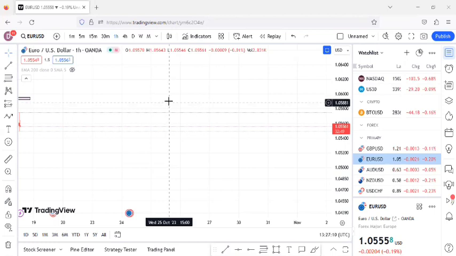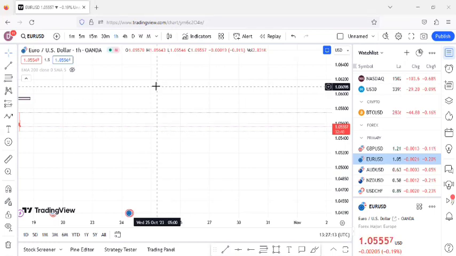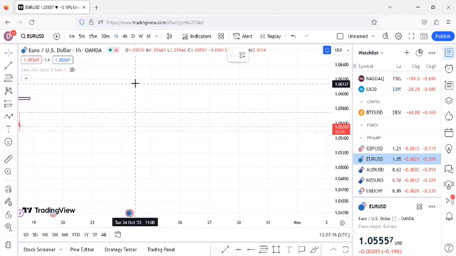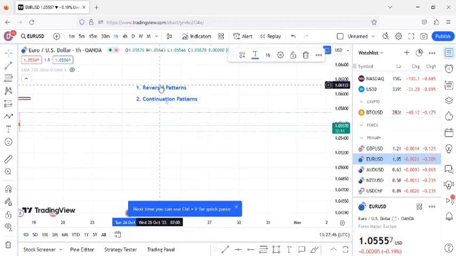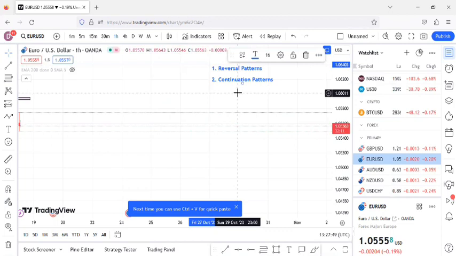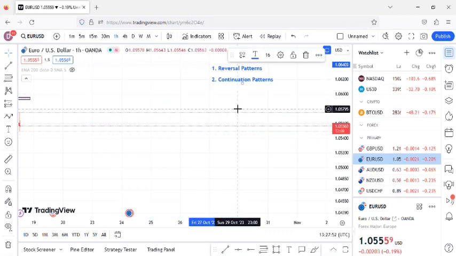Now, there are two main types of chart pattern. One, reversal patterns. Number two, continuation patterns. Excuse me. Reversal patterns and continuation patterns. So what are reversal patterns and what are continuation patterns, and how do you use them?